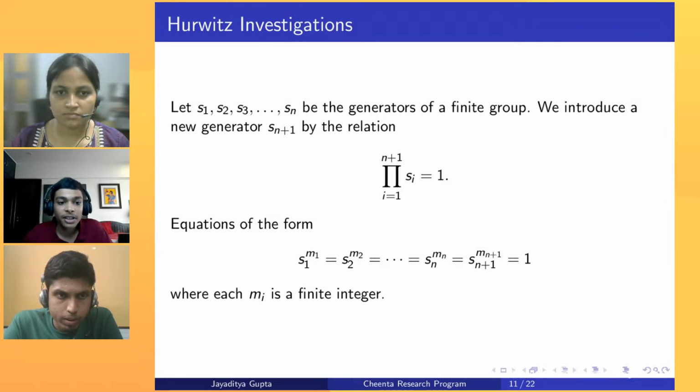Now the purpose of introducing a new generator Sn+1 is because we want to perform some analysis on the relation between the genus and the number of elements of the group. And to perform that analysis, we need the first relation, that is, the product of the generators is 1, which is why we introduce a new generator Sn+1.